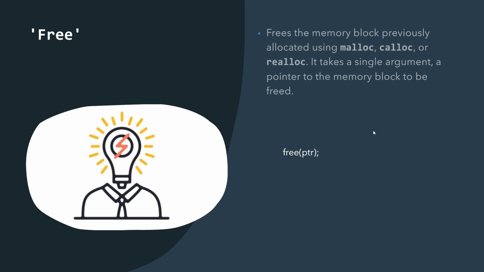The free is just how it sounds. Free frees up the memory block that was previously allocated using malloc, calloc, or realloc, and it takes a single argument, a pointer to the memory block to be freed. Here is the example. And for the free, it is always important to remember to free the dynamically allocated memory when it is no longer needed to avoid memory leaks, which can cause insufficient memory or even program crashes, which is terrible.